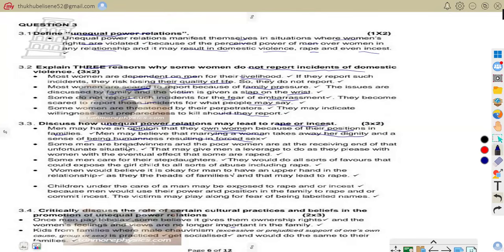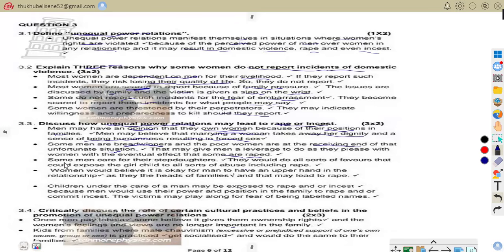Also, it says some men are breadwinners, and the poor women are at the receiving end of that unfortunate situation. That may give men leverage to do as they please with women, with the eventual effect that some are raped. So here we are talking about economic power, as some men are breadwinners. Financial control leads to abuse. So that is that.